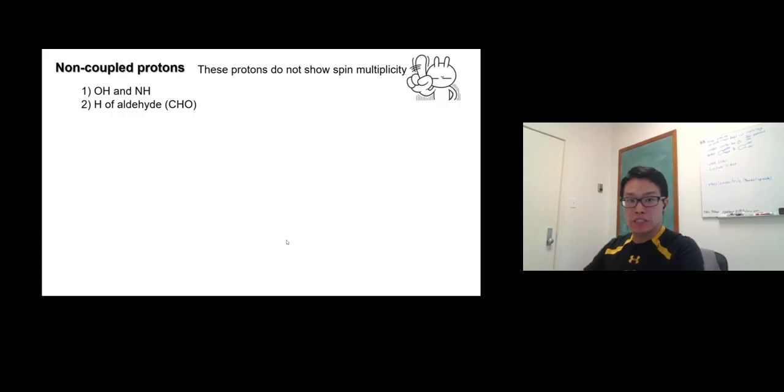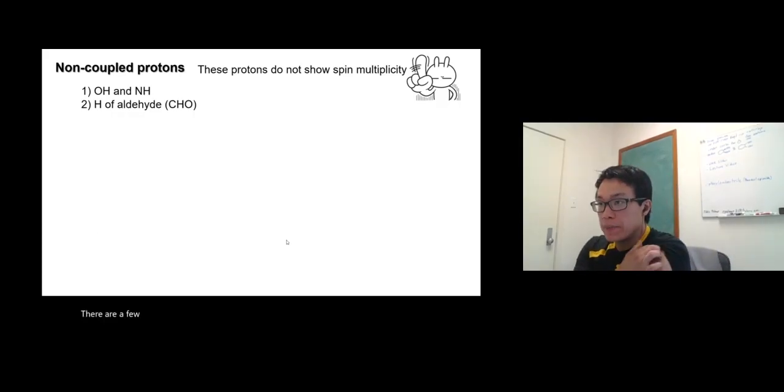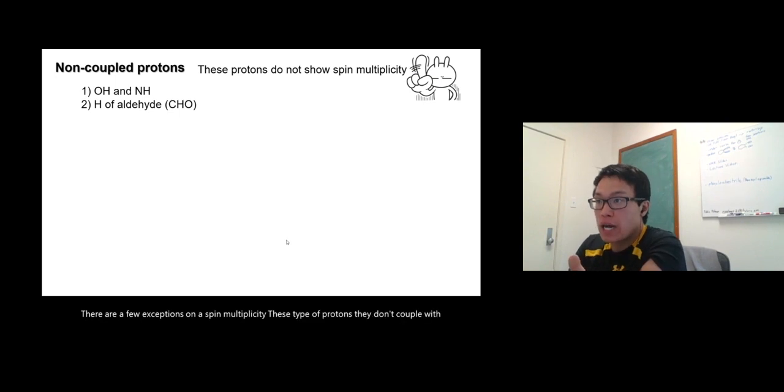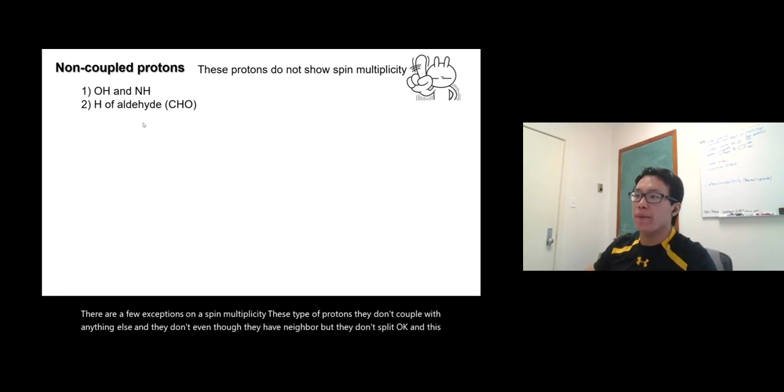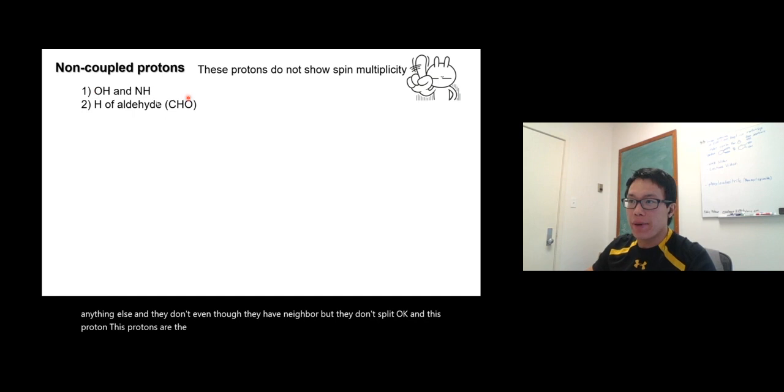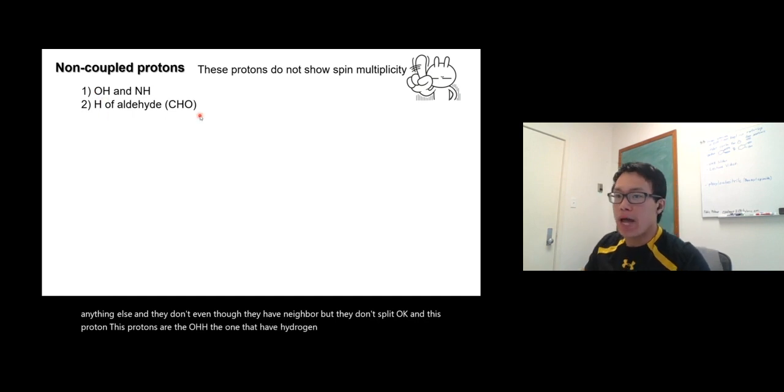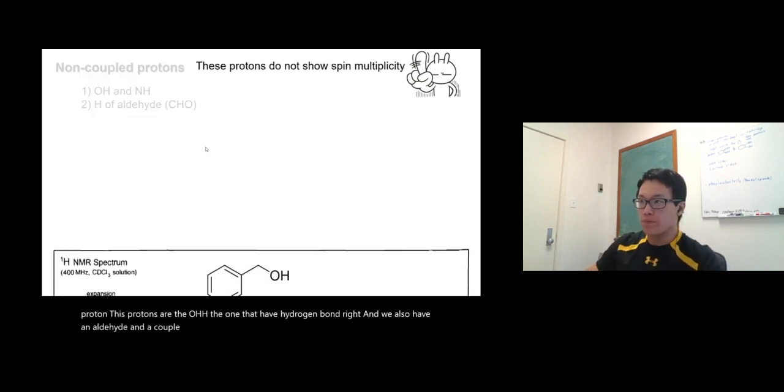There are a few exceptions on spin multiplicity. These types of protons don't couple with anything else, and even though they have neighbors, they don't split. These protons are the OH and NH, the ones that have hydrogen bonds, right? And we also have an aldehyde and a carboxylic acid as well, right?